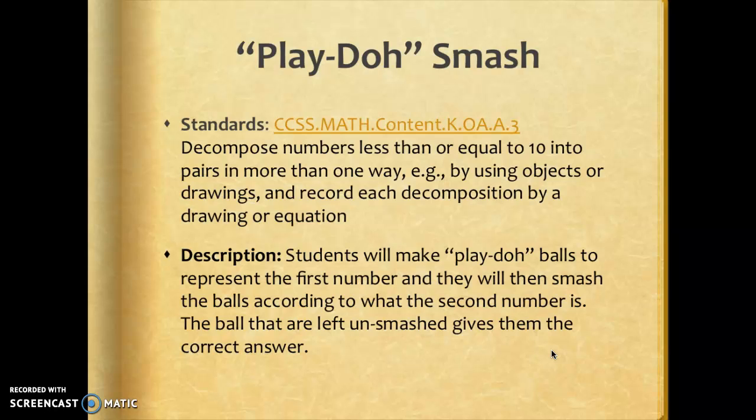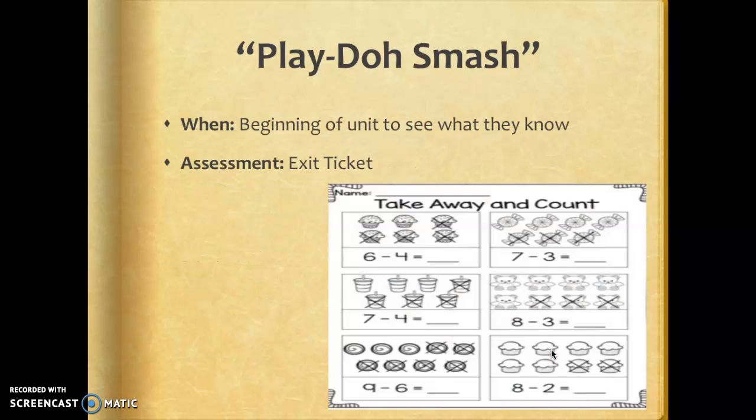So let's just say I have 10 minus 2. They're going to make 10 balls, and then they're going to smash 2, and then they will be able to count the ones that are not smashed in order to come up with their correct answer. This will be done at the beginning of the unit as well so that I'm able to see what they know. And here is their exit ticket.